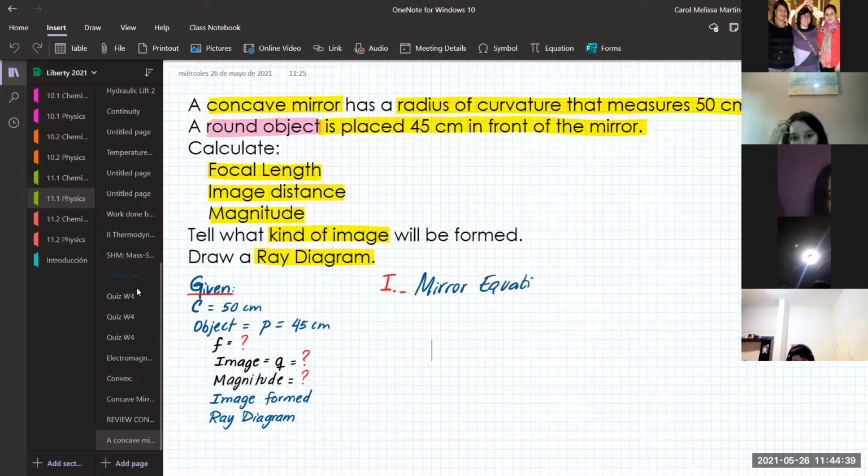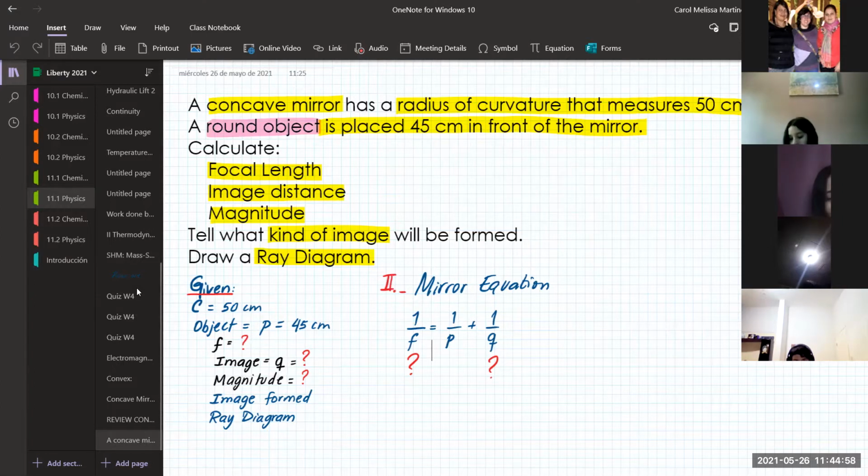The mirror equation is 1 over f equals 1 over p plus 1 over q. If you analyze this equation, you don't know what f is and you don't know what q is. You cannot work with this equation yet, so we're going to leave it as a second step, not the first step.